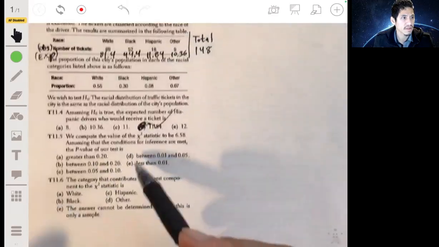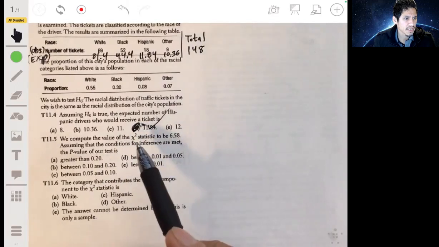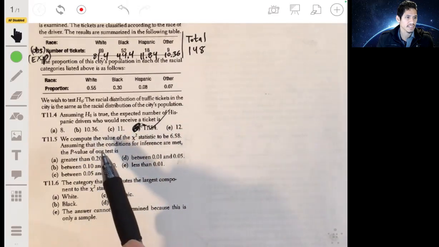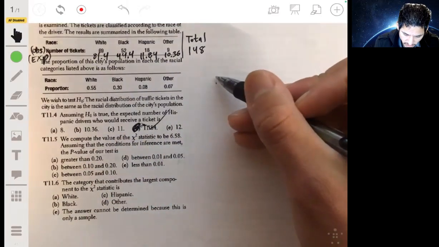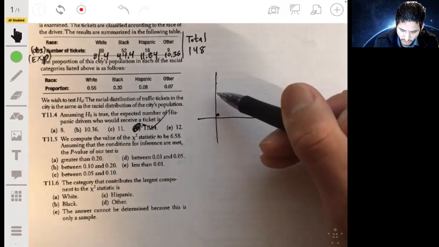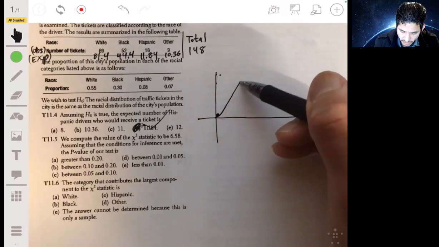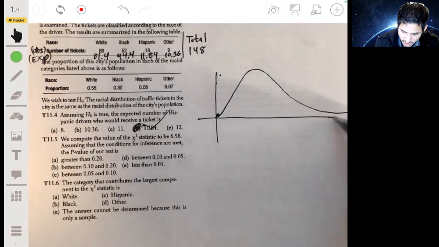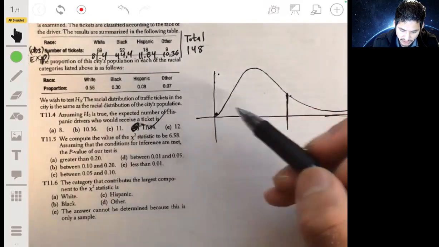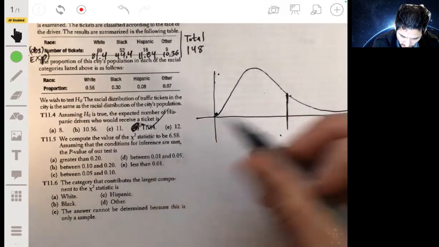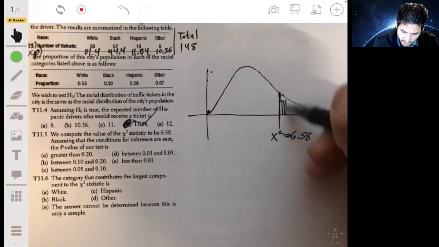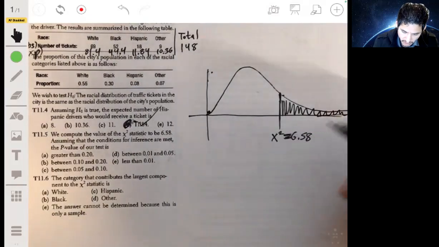Okay, so we compute the value of the chi-square statistic to be 6.58, and assuming that the conditions for inference are met, the p-value of our test is, so remember the chi-square distribution is going to be some curve-looking thing. It's going to have a tail to one side, and we only care about the area to the right of the chi-square statistic. So in this distribution, we have a chi-square of 6.58. Our p-value is this proportion to the right of that.